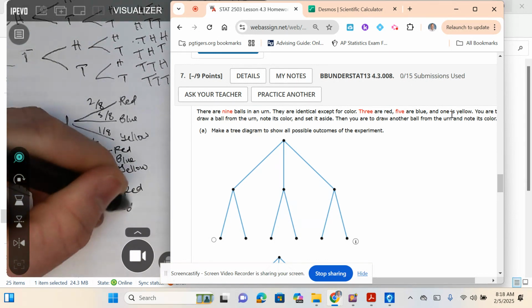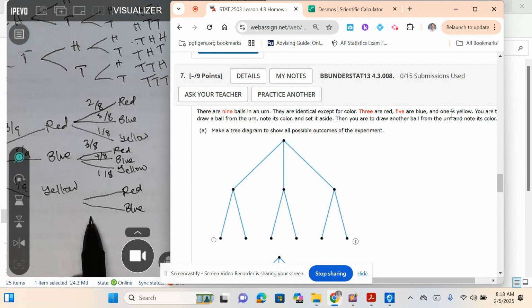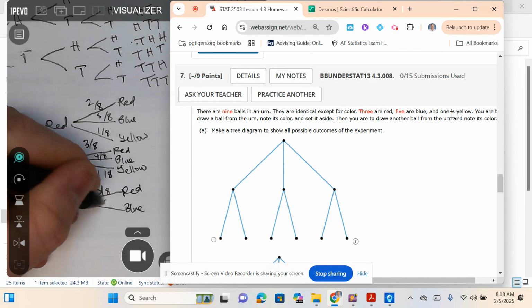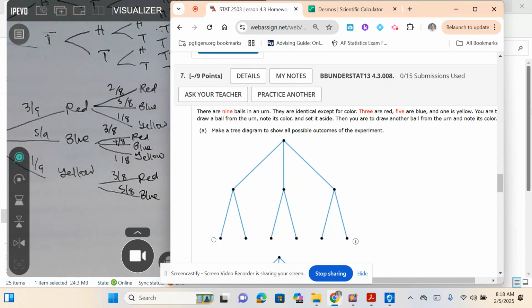I could have a blue one, but think about this. There's one yellow one, but if I select the yellow one first, could I select the yellow one the second time? No. So there's no third branch on this one. Red would be 3 out of 8. Blue, 5 out of 8, because there's 5 blue and there's 8 left. So that gives you your little table there.